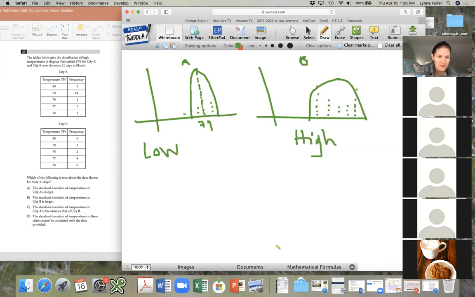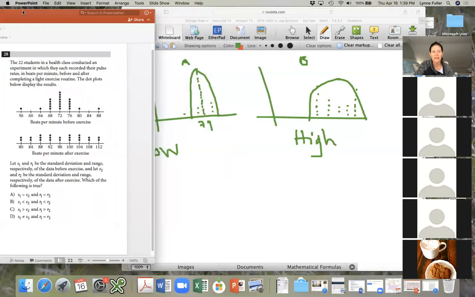So which of the following is true about the data shown for these 21 days? The standard deviation of temperatures in A is larger. Nope, I would think that that's narrower. The standard deviation of temperatures in city B is larger. True. The standard deviation of the temperatures of A is the same as B. Nope. And the standard deviation of temperatures in these cities cannot be calculated. No, I think we can calculate it. I would go with B because for the standard deviation, you have a much wider bell curve.